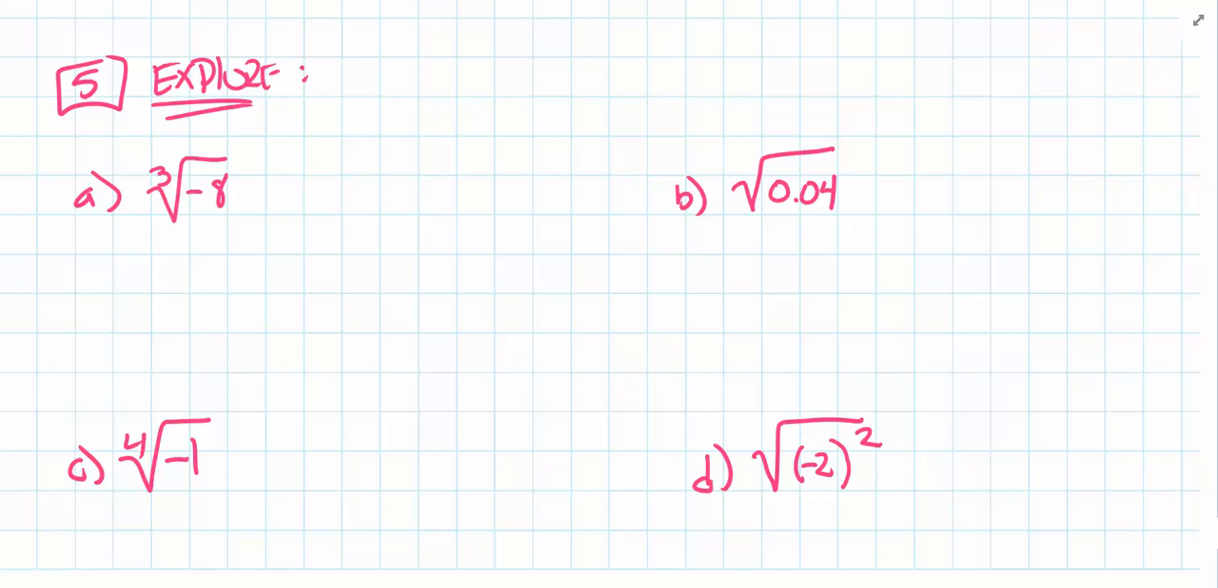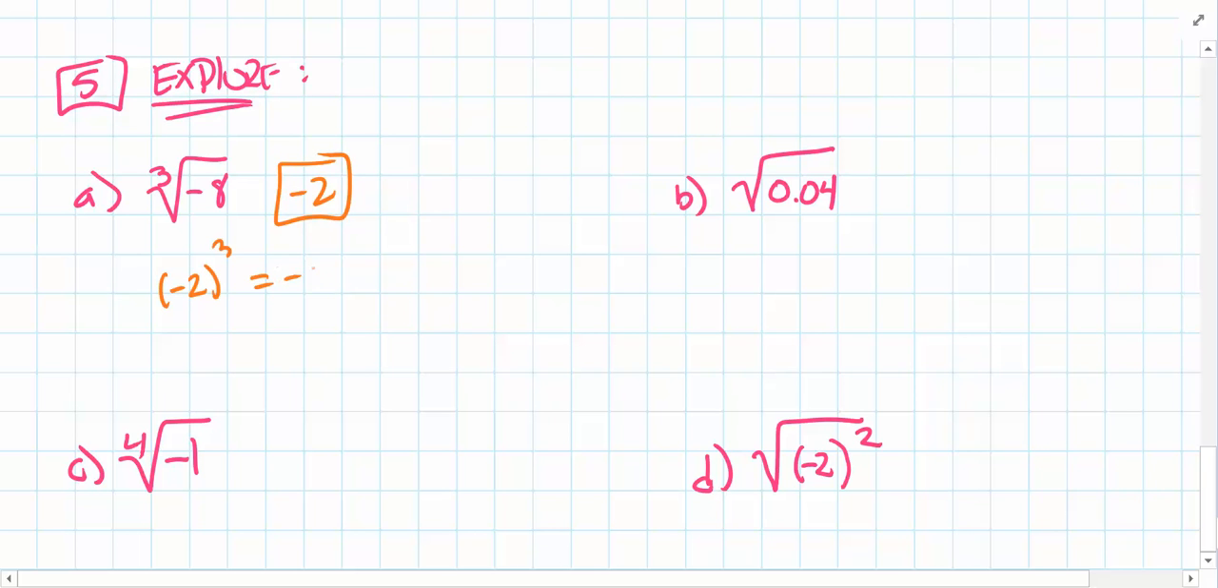Yes, I got an answer of negative 2. Okay, the reason that one is negative 2 is because negative 2 cubed will give you back negative 8, right? You guys, anybody get something different for that? So we got negative 2 for that, okay? Because when I take negative 2 to the third power, it gives me back negative 8. So that must be the answer. Okay, B, what'd you guys come up with?